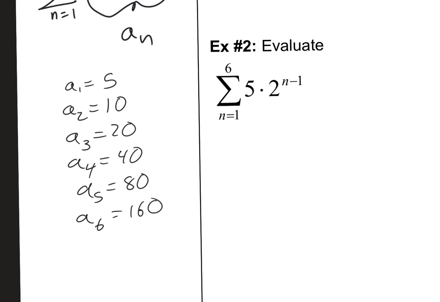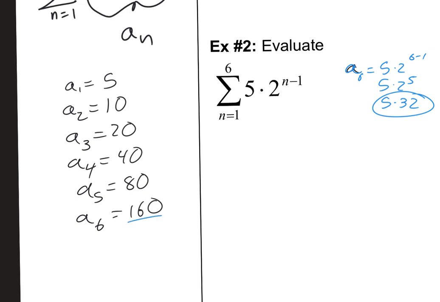But let's say you weren't sure. Let's test out my last one. A sub 6 would be, I'm going to do it in blue over here, 5 times 2 to the 6 minus 1. Well, 6 minus 1 is 5. 2 to the 5th is 32, so I have 5 times 32. If you do 5 times 32, what do you get? Well, you get 160. That's it.